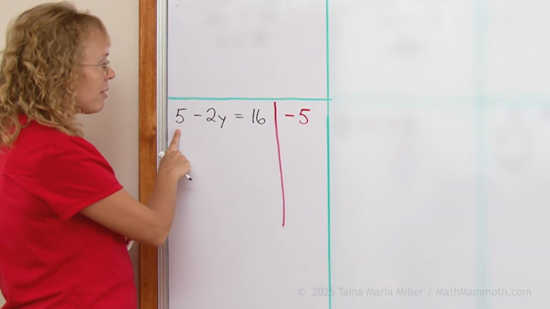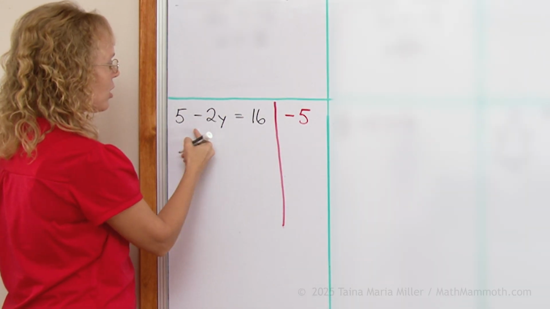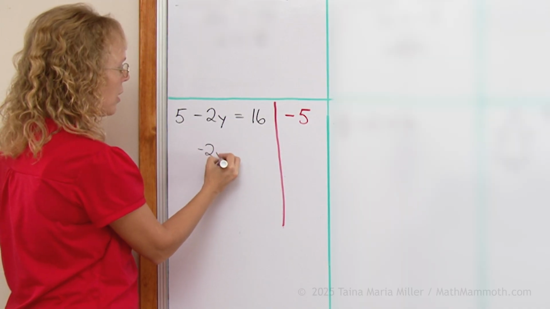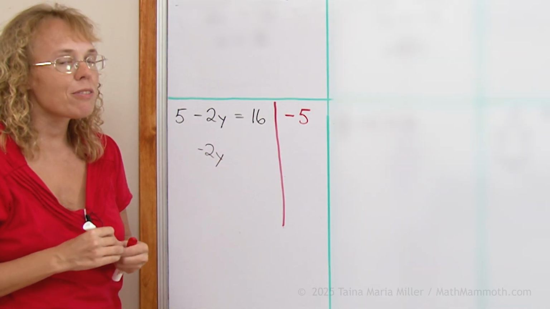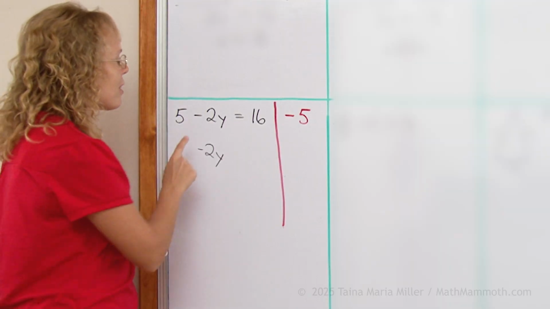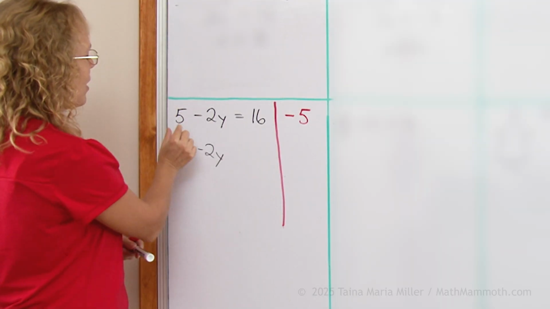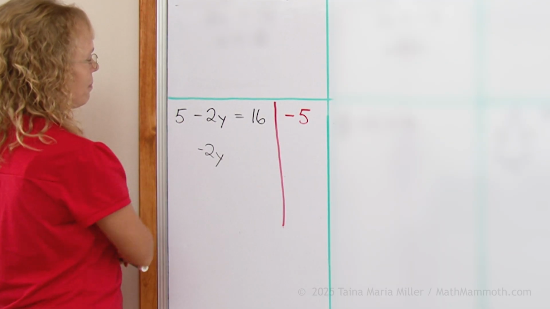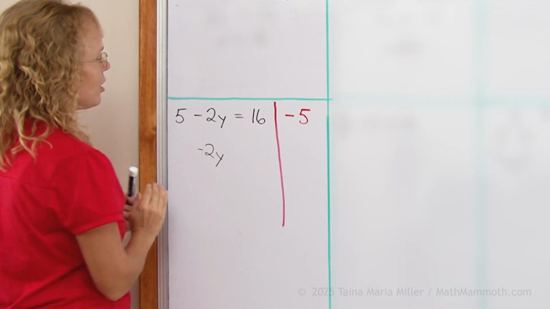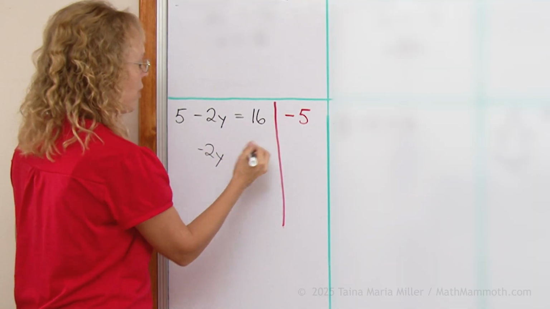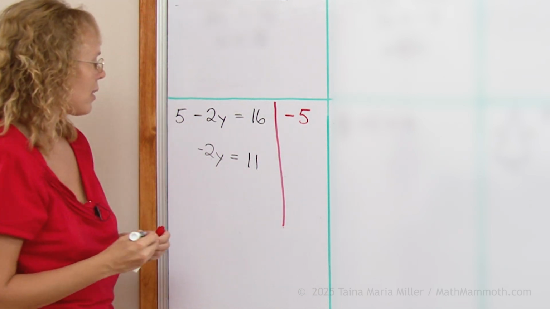So when this 5 minus 5, it leaves this alone, negative 2y. Notice that we will not be left with 2y. We will be left with negative 2y, okay? Then 5, this disappears. The negative sign does not disappear. And here 16 minus 5 leaves me 11.